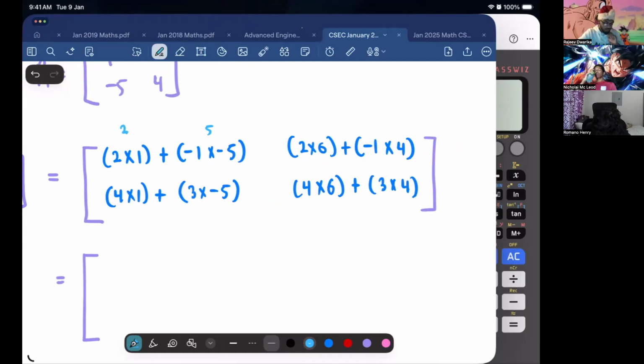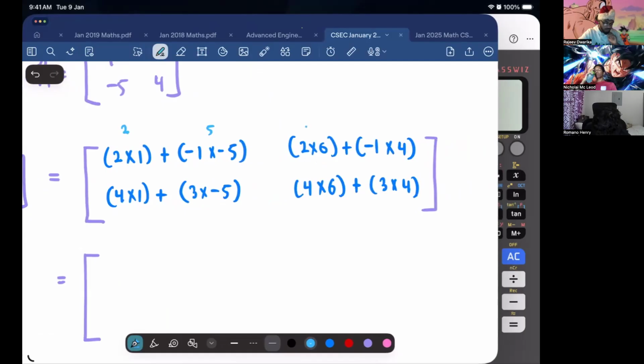What's 2 by 6? 12. Okay, forget about the sign. What is 1 by 4? 4. Then we have negative by positive. What's our negative by positive? A negative. So I put negative by the 4. You understand how we do that?